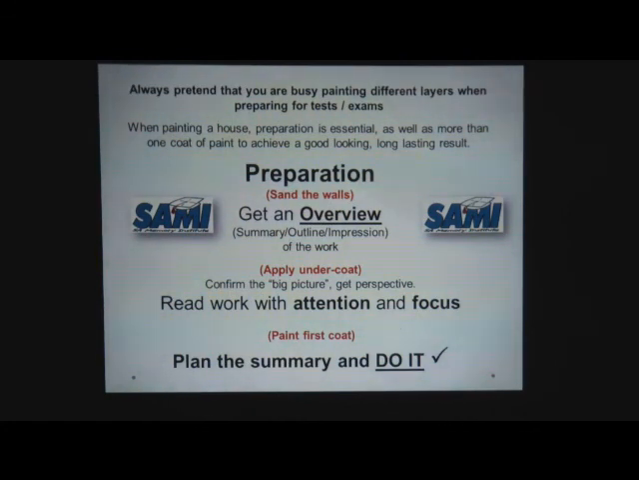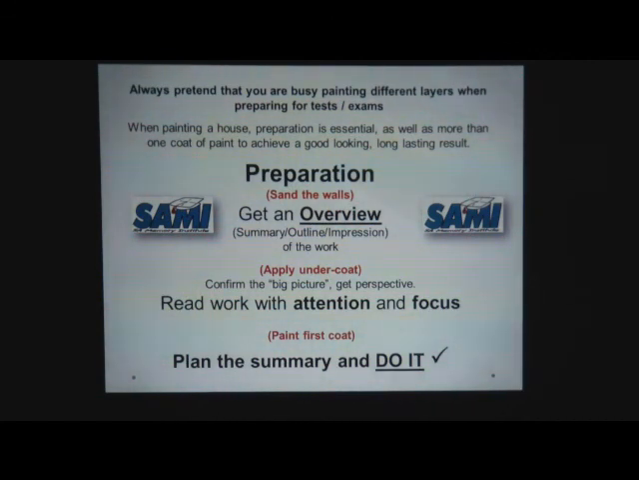Always pretend that you are busy painting different layers when preparing for the test or exams. When painting a house, for example, preparation is essential, as well as more than one coat of paint to achieve a good looking and long-lasting result. So for preparation, which is the sanding if you wish, on the walls, get an overview.